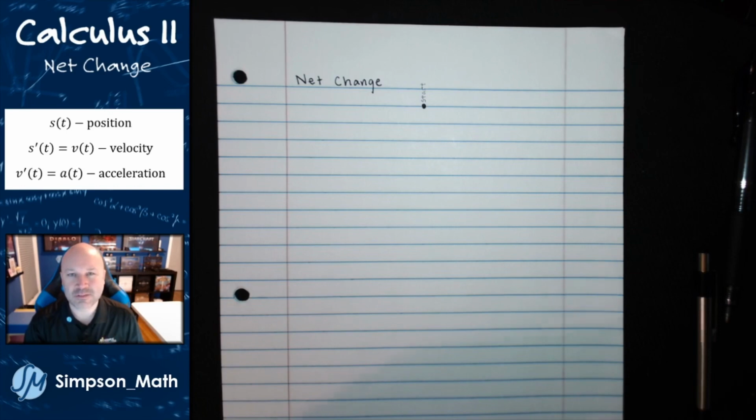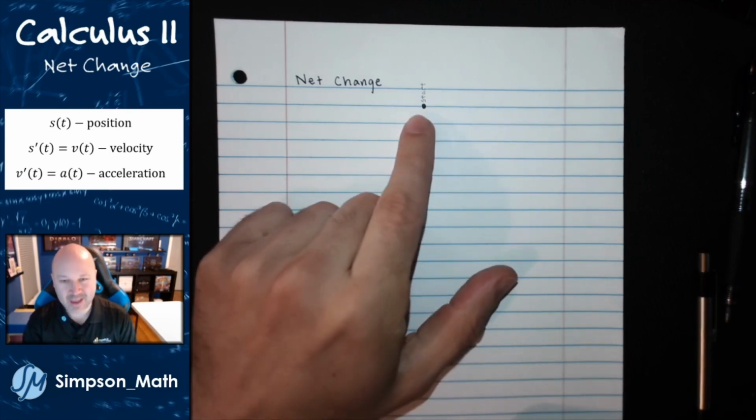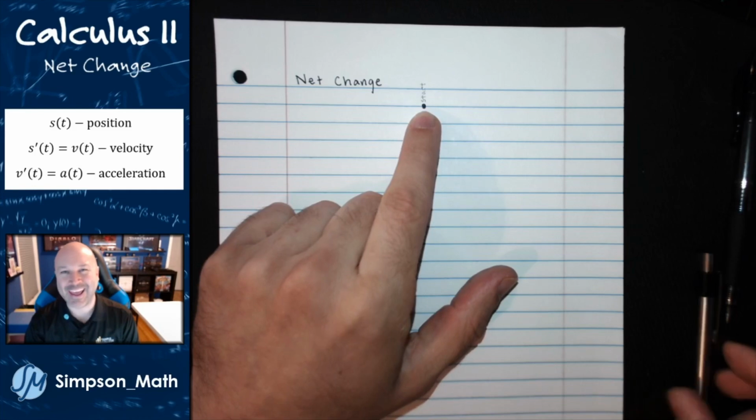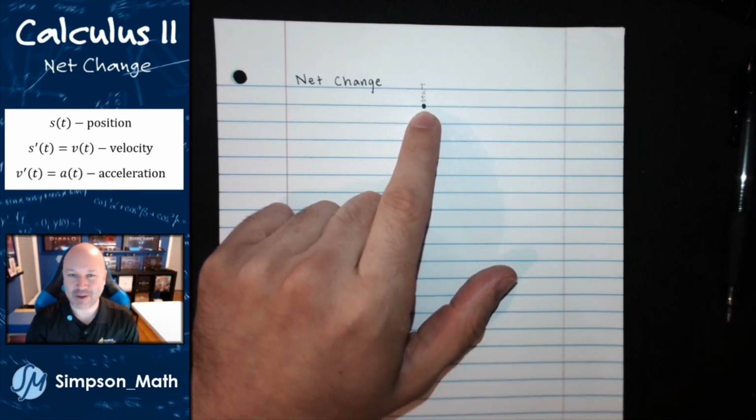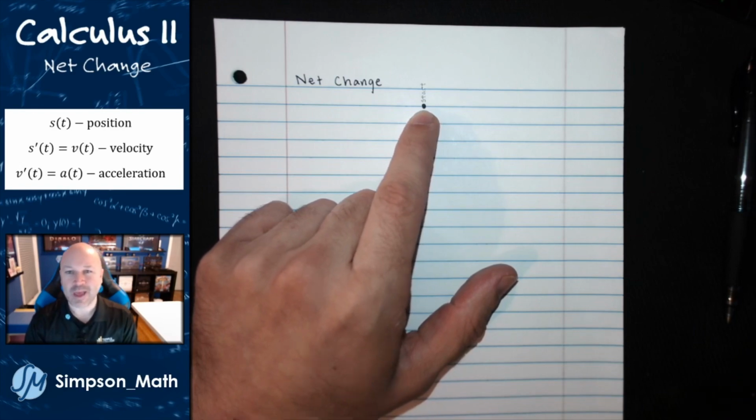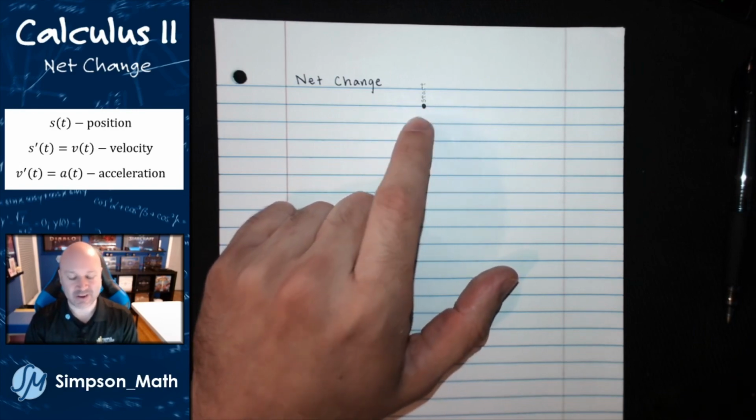In this video, I'm going to talk about net change, dealing with integration. But first, let's just start off. Let's pretend I am the little dot, and I'm going to be moving in a forward direction and a backward direction. And let's just say I can move left and right.